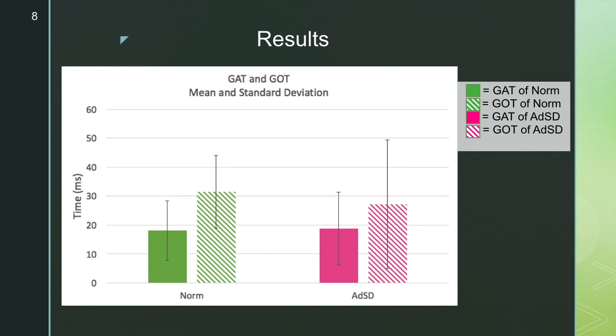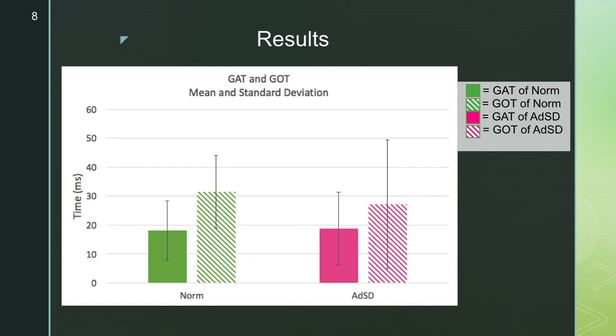This graph shows the mean and standard deviation of the combined participant data, grouped both by attack and offset time, as well as ADSD and norm. In green on the left, you will notice the norm data, and in pink on the right, you will notice data from participants with ADSD. Solid fill represents GAT, and stripes represent GOT.